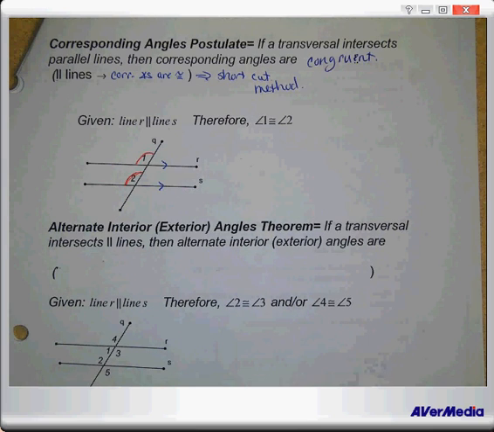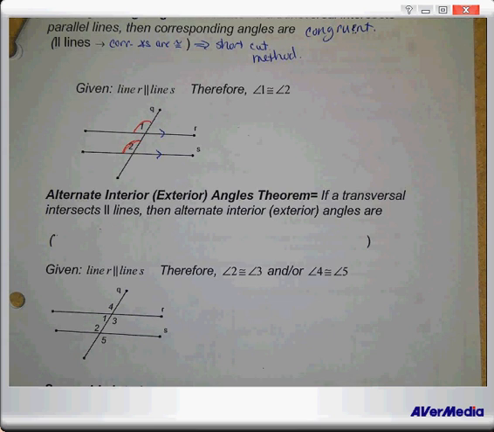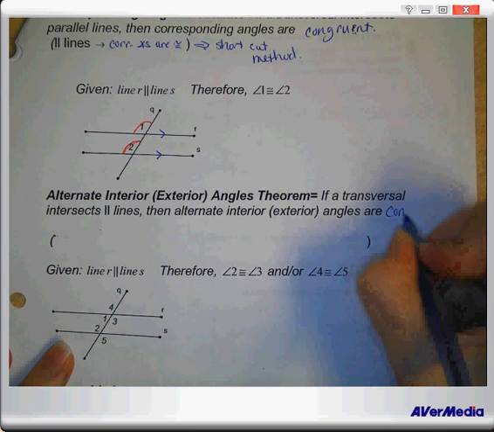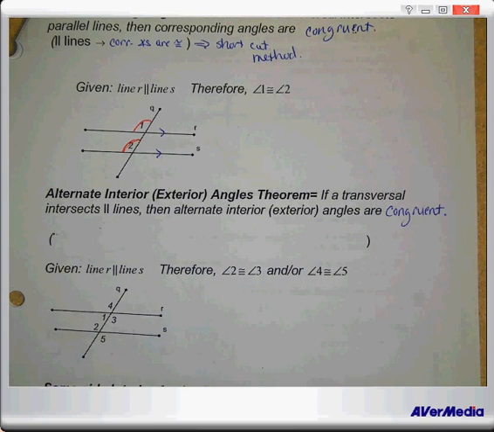And then we have our alternate interior and alternate exterior angles. I put them together because basically the theorems state the same thing and we had the same type of pattern. If a transversal intersects parallel lines, then alternate interior angles are what? Congruent. And also alternate exterior angles are congruent. So the fact is they're not congruent to each other, but their pairs are. So we can keep that in mind.